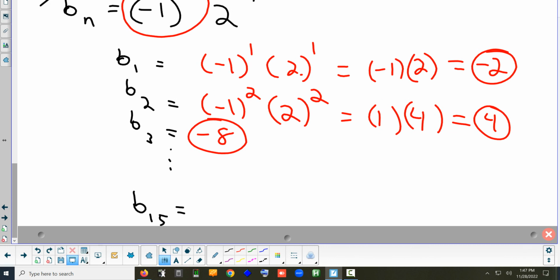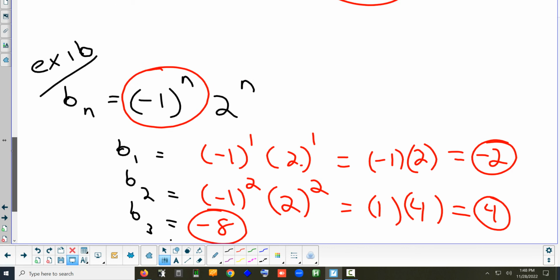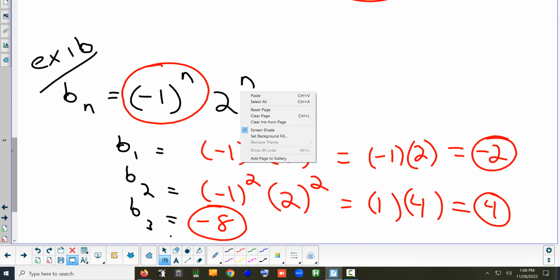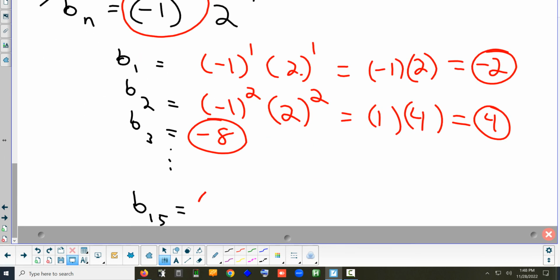Now, to get all the way to 15, we could double it and make it the opposite. So the next one would be 16. The next one would be negative 32, positive 64. But there's an easier way to get all the way to 15. Just plug in 15. So negative 1 to the 15th times 2 to the 15th.